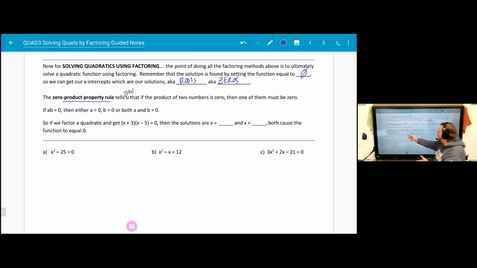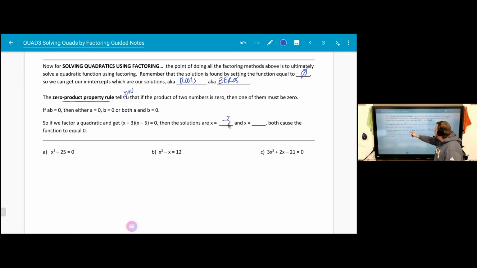In other words, if we factor a quadratic and end up with x plus 3 times x minus 5 equals 0, what would I have to plug into this first one? Just let's look at this guy right here. X plus 3. What would x have to be to make that factor 0? And hopefully you're telling me, well, Mr. Brayman, x would have to be -3, because -3 plus 3 is 0, and 0 times anything is 0. One of those is going to be -3.